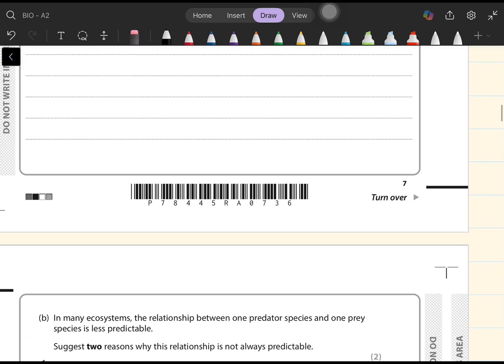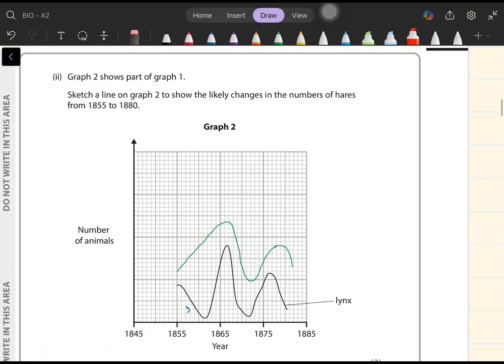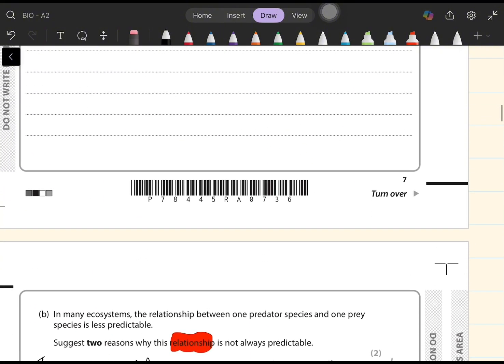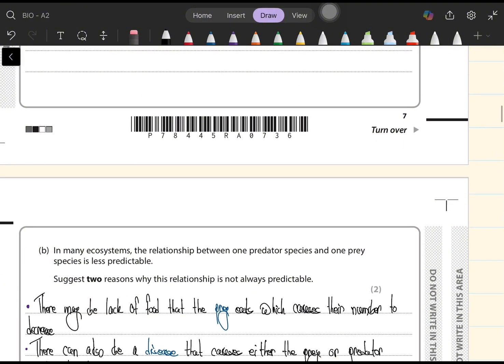right? So in many ecosystems, the relationship between one predator species and another prey species is less predictable. So there are just two reasons why the relationships are not always predictable, right? Basically, we have got a basic understanding from here that as the number of predators increases and decreases, the number of prey also increases and decreases, right? And one reason could be increased predation and so on. But what are some of the other reasons? Another reason could be a disease that would lead to the population of the predator species or prey to decrease, right?